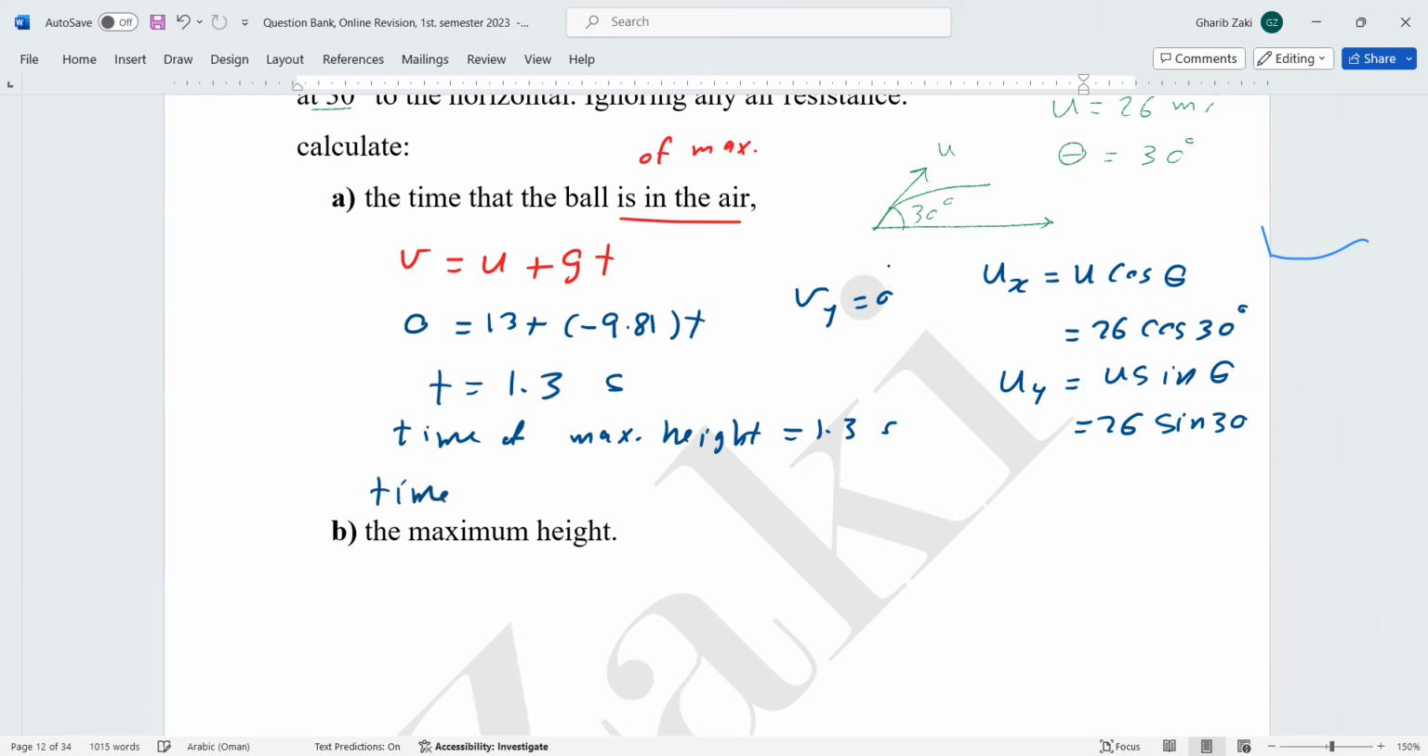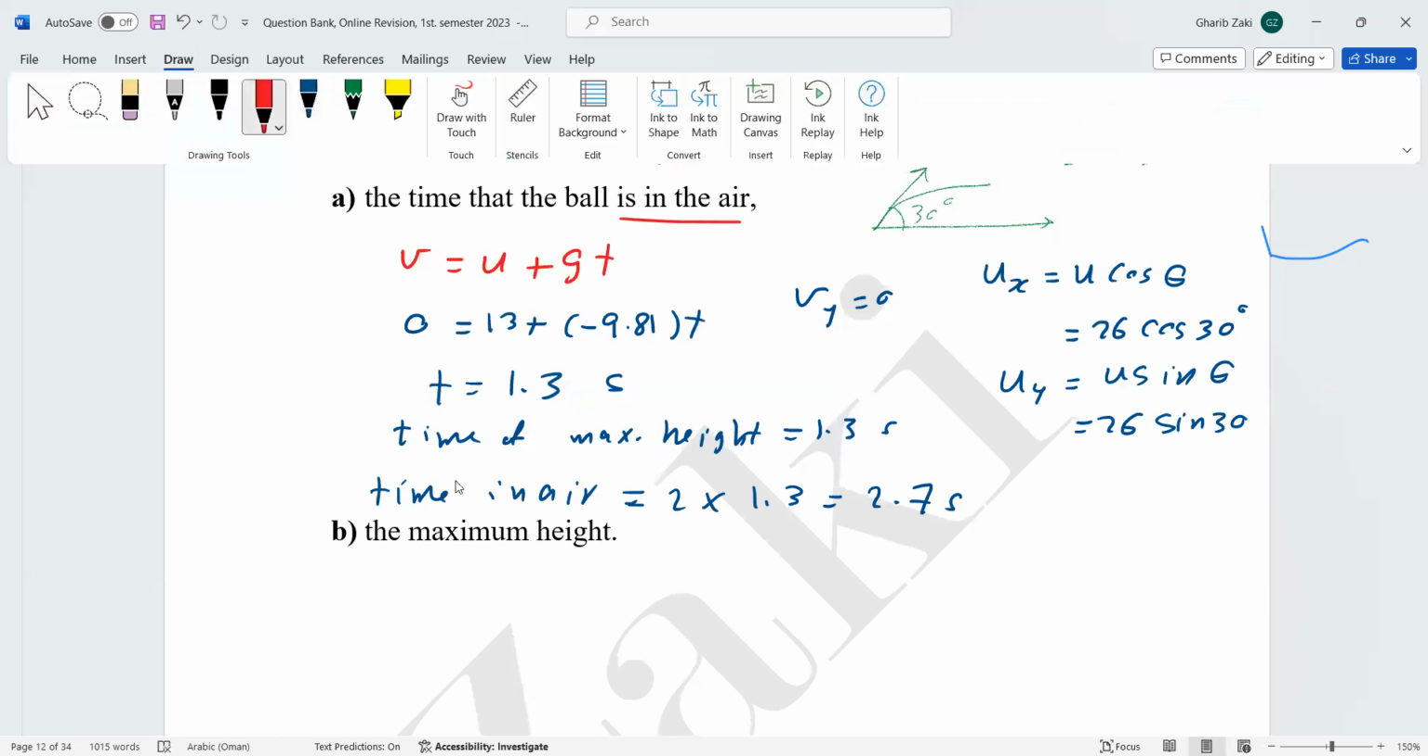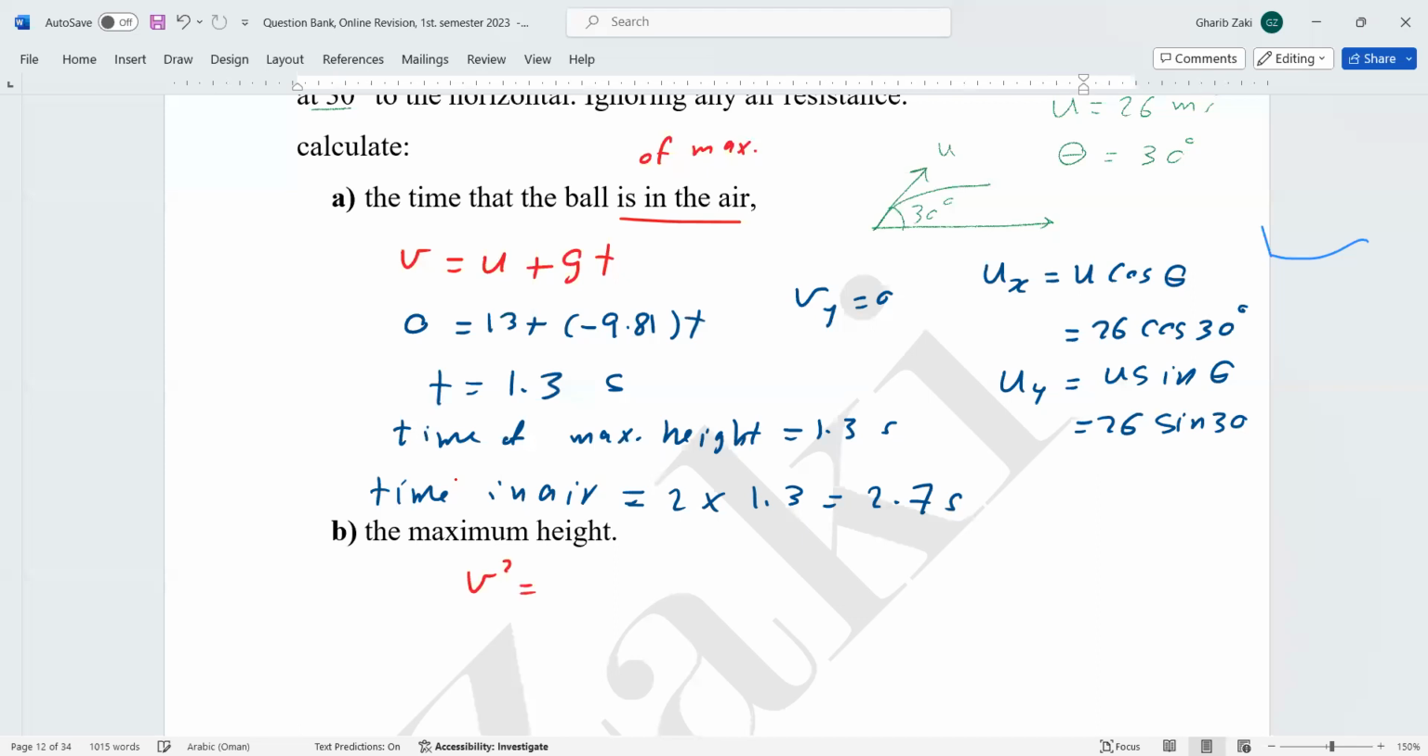For the time in air, we multiply this time by 2 because the time up equals the time down. So 2 multiplied by 1.3 becomes 2.7 seconds. Now, which formula do we use for the maximum height? We use the formula v squared equals u squared plus 2gs.